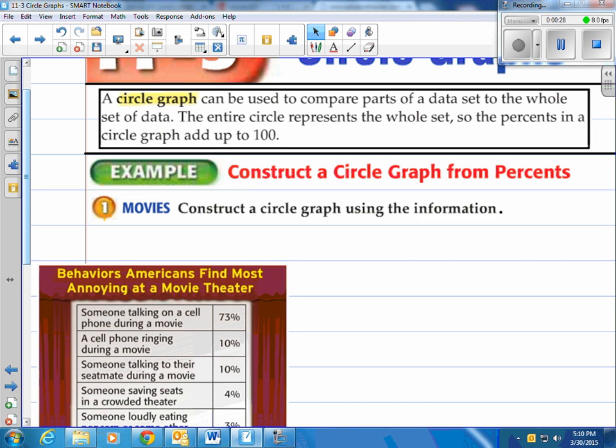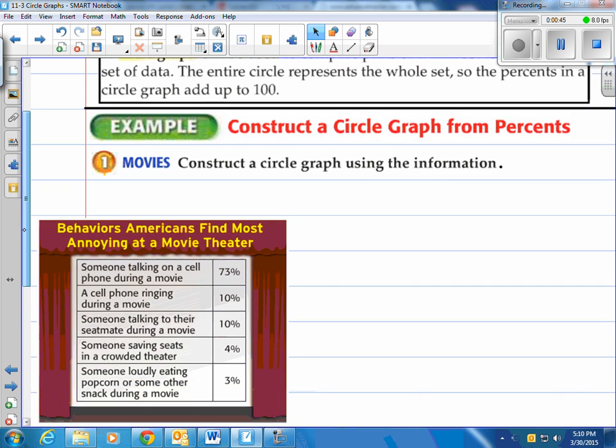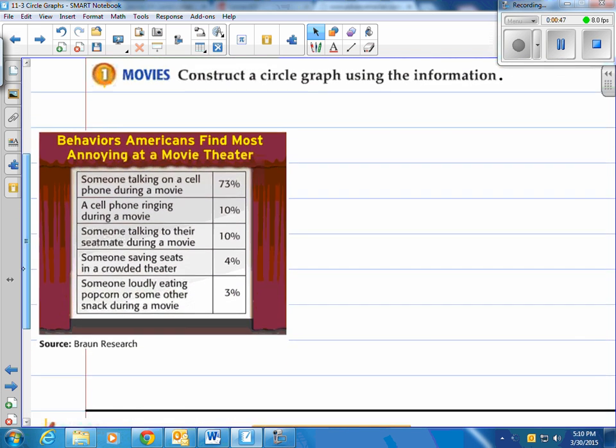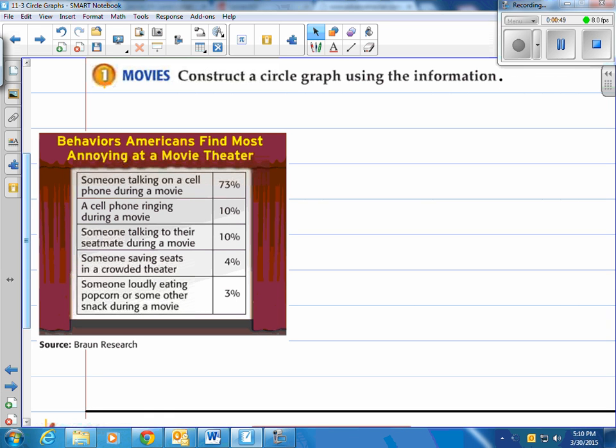The entire circle represents a whole set, so the percents in a circle graph add up to 100%. So let's look at an example. It says construct a circle graph for the percents. So construct a circle graph using the information below, and we have behaviors Americans find most annoying at a movie theater.